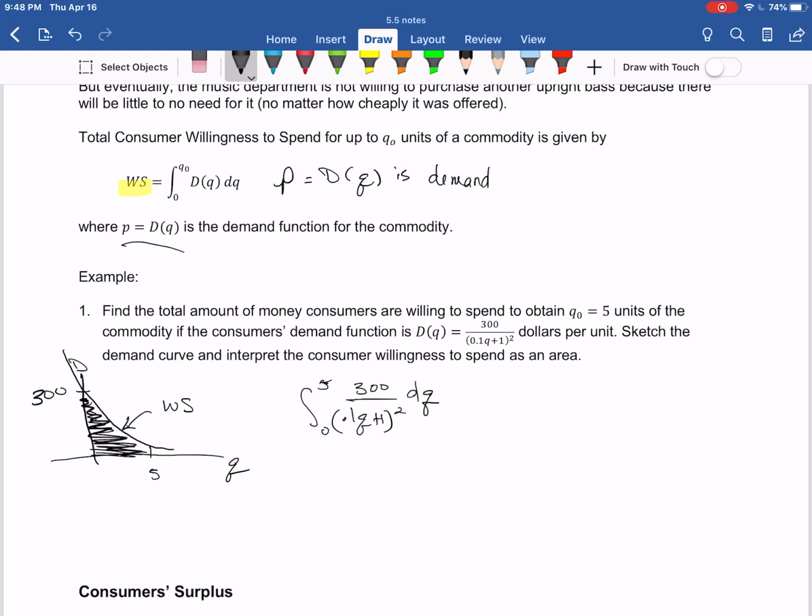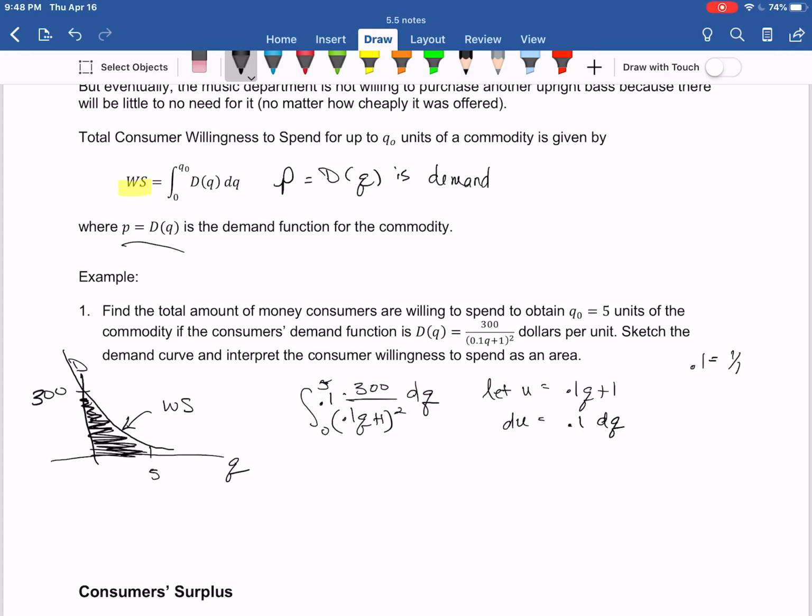So to integrate this by hand, we want to do a U substitution. Let U equal 0.1Q + 1. So that means that du is equal to 0.1 dq. And I'm going to go ahead and just put in that constant 0.1 here, and I'm going to compensate by dividing by 0.1. Well, think about 0.1. 0.1 is the same as 1/10. Here off to the side, let me write this down.